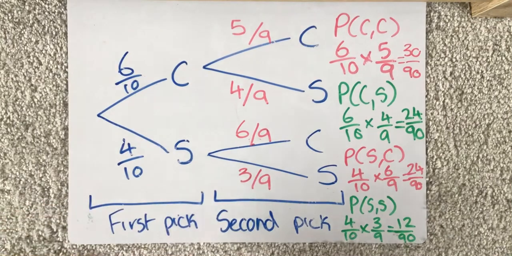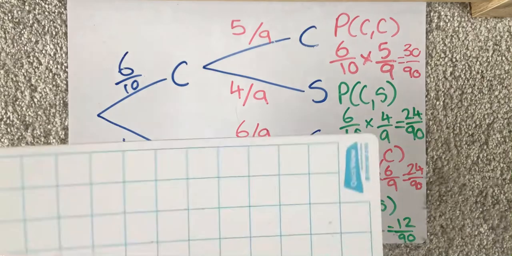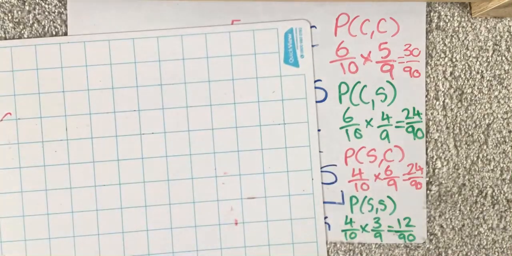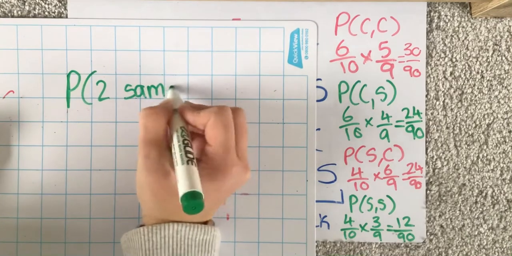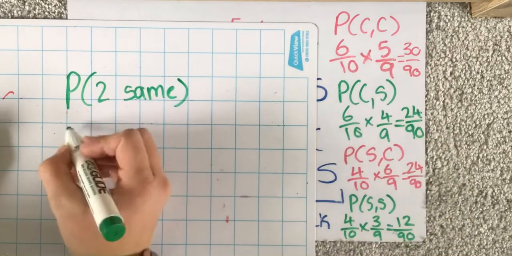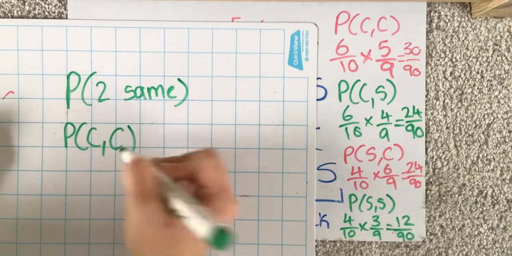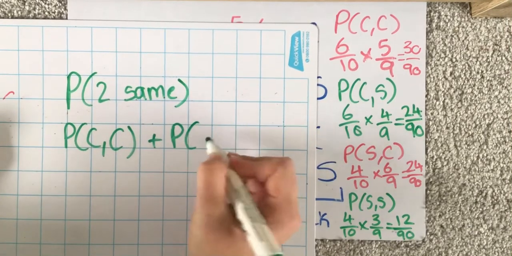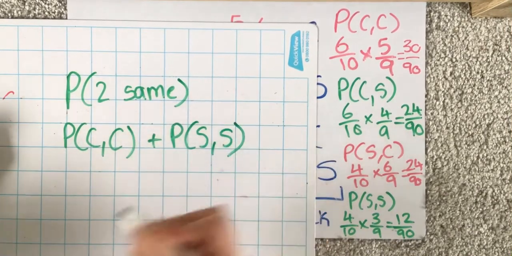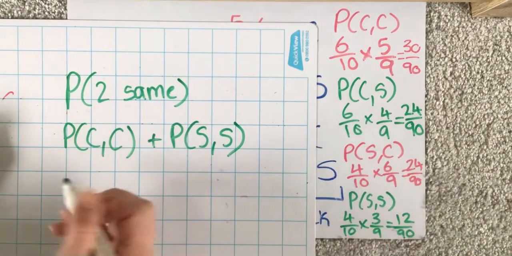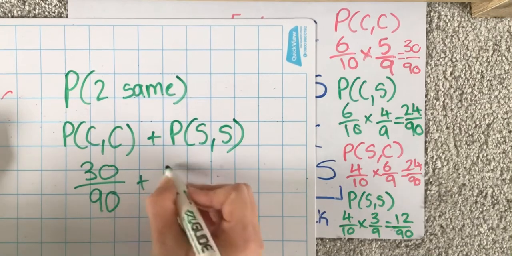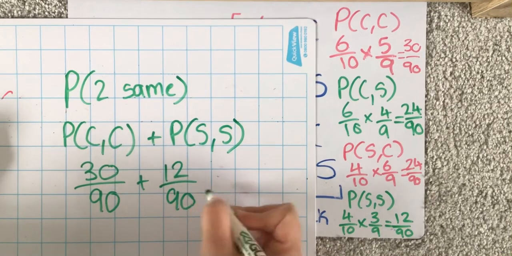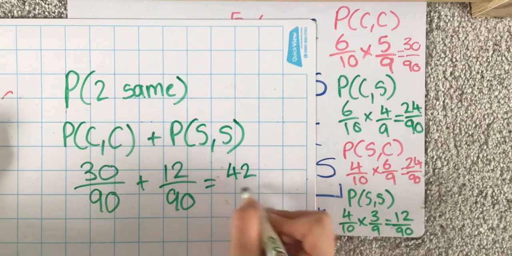I can use this because it might say something like, what's the probability of getting two the same? That's quite a common thing. They say something like the probability of two the same. In that case, I could have the probability of cola and cola, and I could also have the probability of Strob and Strob. So what I've got to do here is add them together. I've got my 30 over 90 and my 12 over 90, and I add them together and I get 42 out of 90.